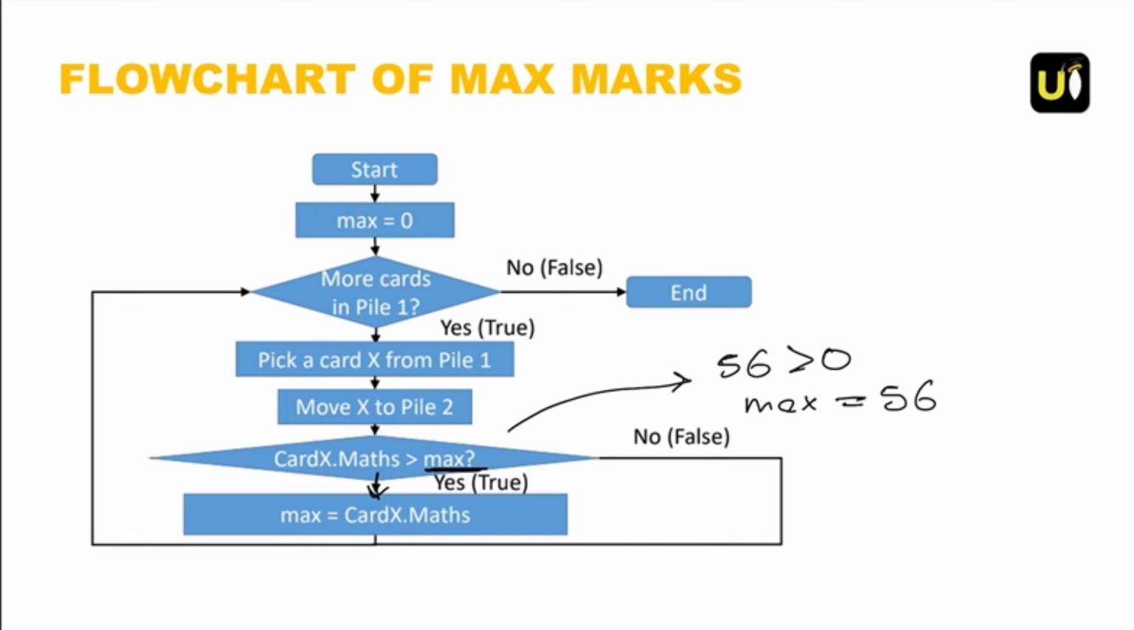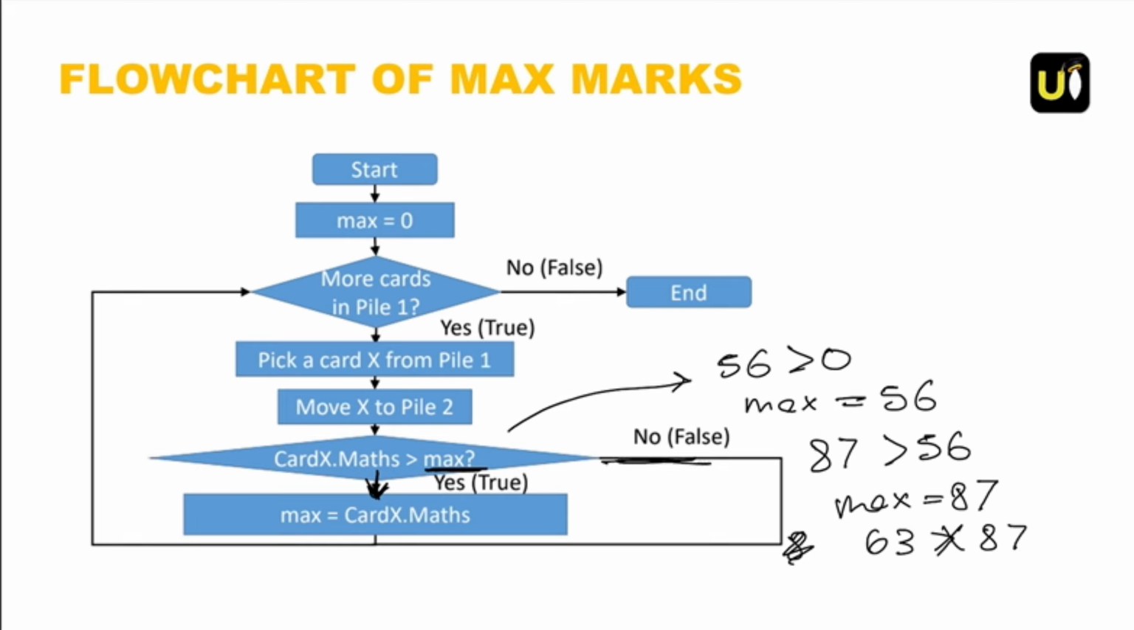And then suppose in the next case someone has scored 87. So 87 is greater than 56. So again it will go to the yes direction, and then the max marks will be stored as 87. Then suppose the next card says 63, then 63 is not greater than 87, right? So it will go to the no direction, this direction, and then we have to check if there are more cards here. So after this step, the max would still be 87.